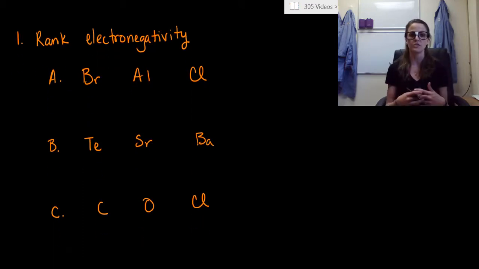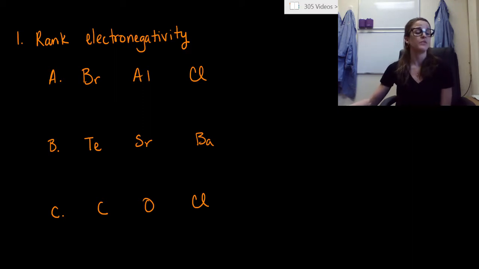So let's start off with these three groupings here. So we have group A, B, and C. Each group has three different elements in it, and I want you to rank them from least to most electronegative. Go! Alright, did you get an answer? Hopefully you did, but if you didn't, that's okay.